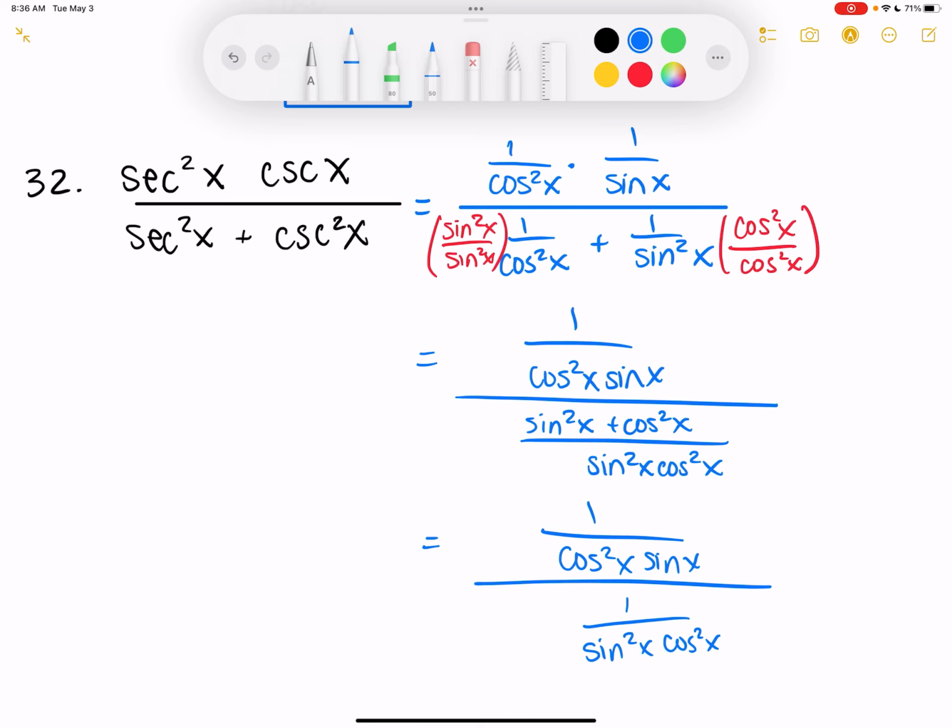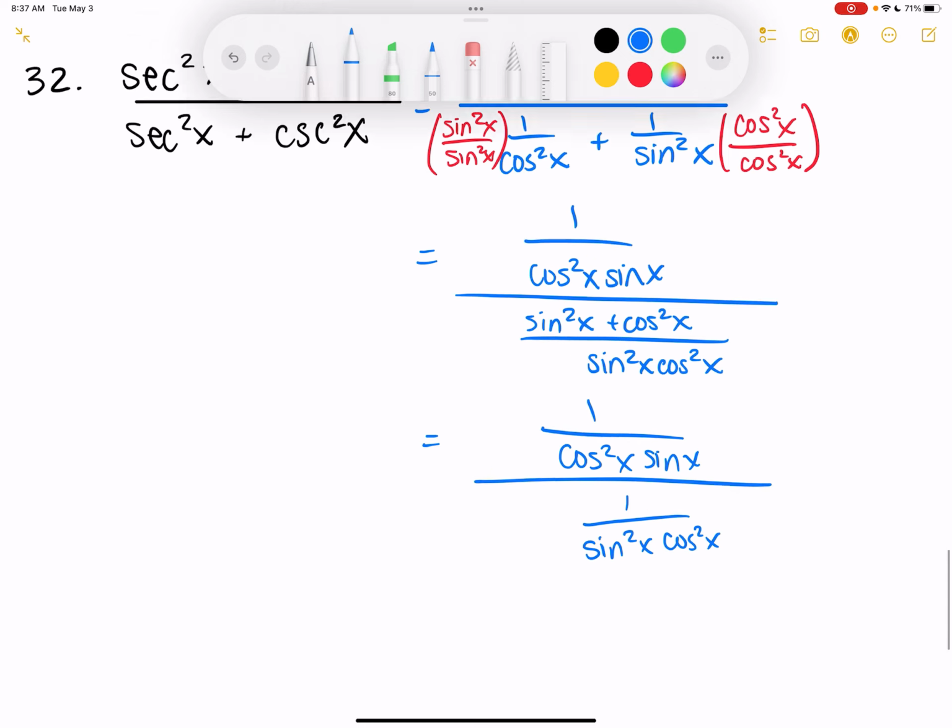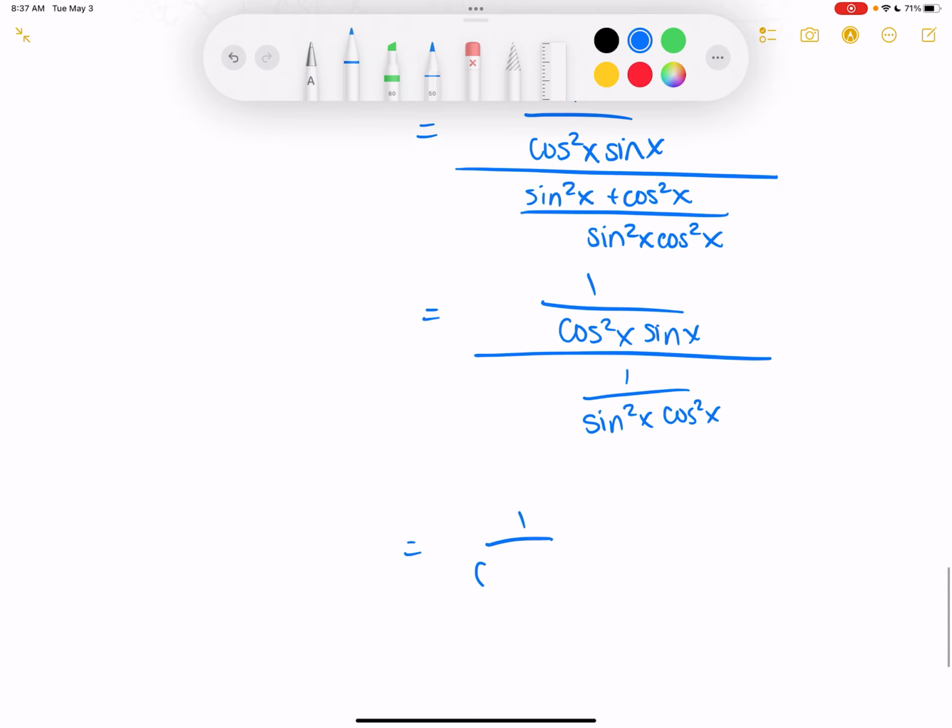Now what? Oh, I get it now. Never mind. Dividing by a fraction, so what? So 1 over cosine squared of x sine of x, times sine squared of x cosine squared x. Cosine squareds cancel, sine cancels with the squared, so that leaves me with sine x.